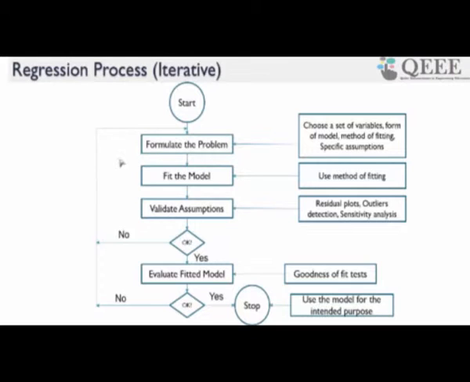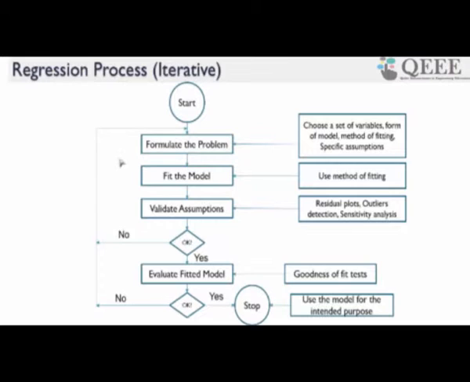You start first and then you basically formulate the problem the way you've understood it. So you choose a set of variables which you are going to use to predict the dependent variable. You choose a model form. In the linear case, it is straightforward in terms of what the model form is. You find a method of fitting. There are many ways of fitting. You could do weighted least squares, you could do other forms of regression and so on. So you figure out a method of fitting that you're going to use.